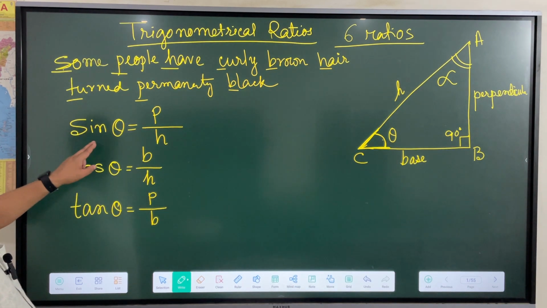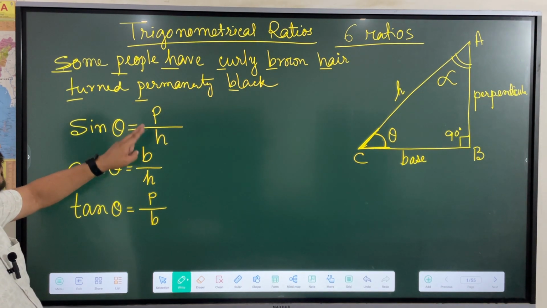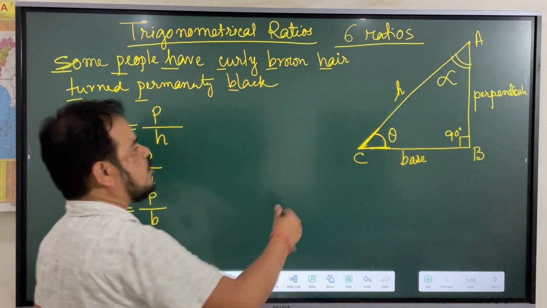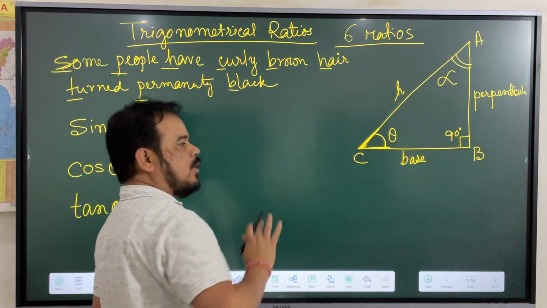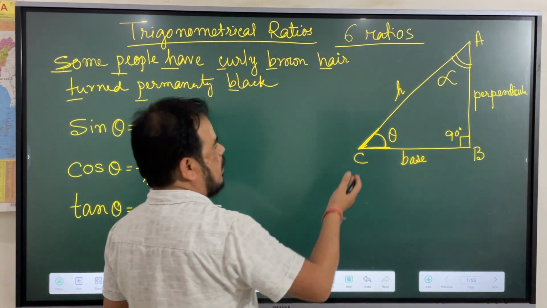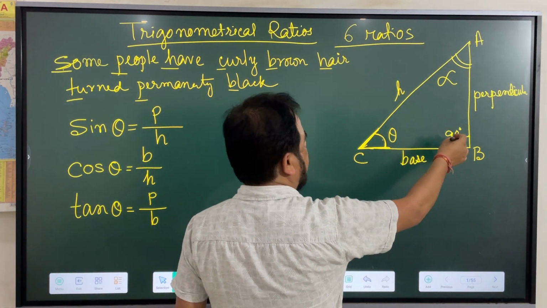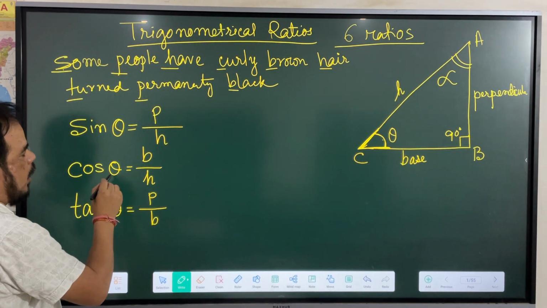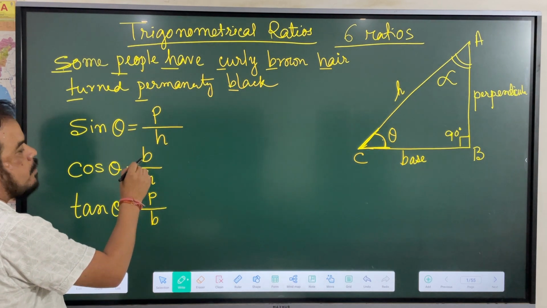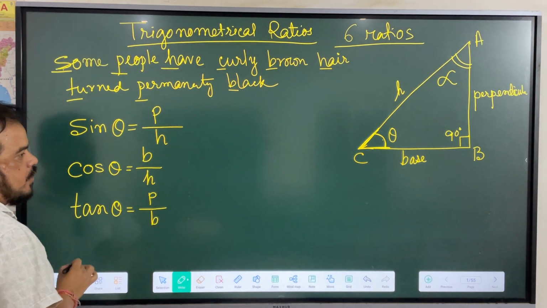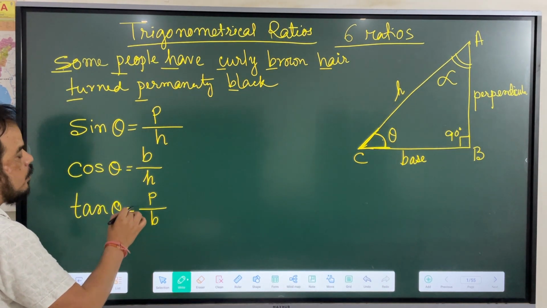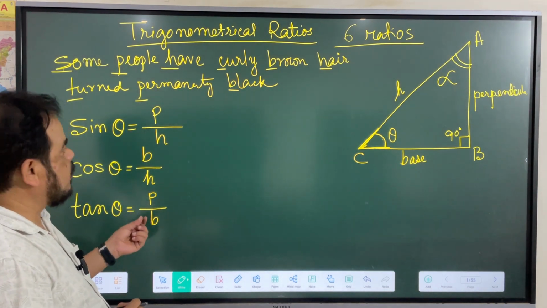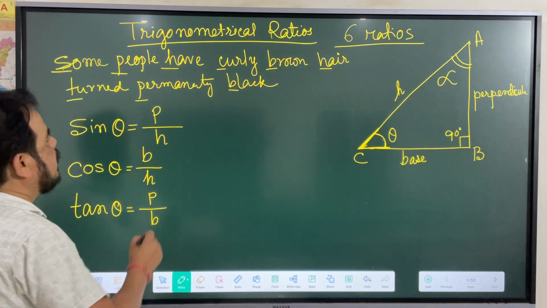Now, sin theta is equal to P by H. P means perpendicular. H means hypotenuse. Hypotenuse is always AC, we know that. AC is the hypotenuse, whatever be the base or perpendicular. Opposite of 90 degree, whatever side is there, that is hypotenuse. Cos theta, B by H. B means base, H means hypotenuse. Tan theta is equal to perpendicular by base.